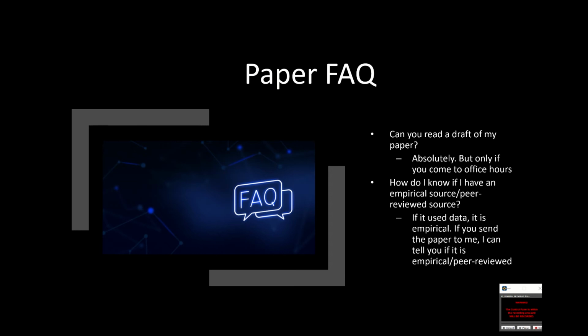Another question that students can have is how they know whether or not what they're using is an empirical source or a peer-reviewed source. We'll talk a little bit about that in more detail today, but basically if it's using actual data, it's going to be an empirical paper. And if you're really unsure about whether it's peer-reviewed or not, you can just send the paper to me or to your TA, and we can very quickly and easily tell you whether or not it's been peer-reviewed. It's one of these things that you just learn with time and with experience.